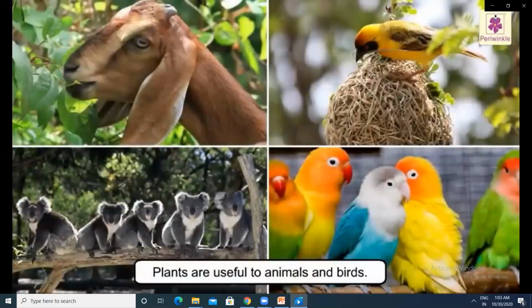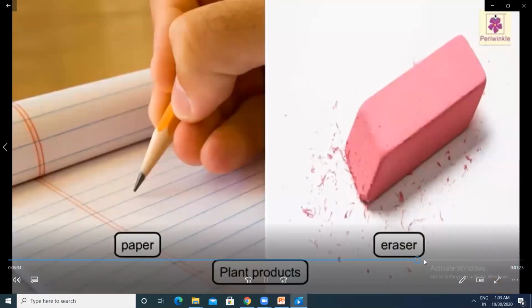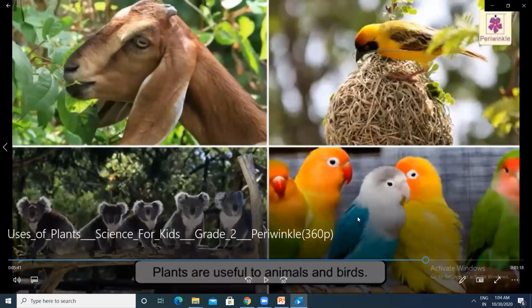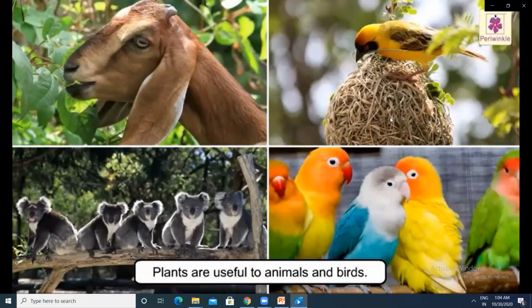So children, plants are not only useful to human beings, they are also useful to animals and birds. Why are they useful to animals and birds? Because plants are the home for some birds. For example, birds have their nests on the tree. Some animals like the squirrel and monkey have their homes on the branches of trees. So we can say that animals have trees as their homes. So plants are very useful to them.